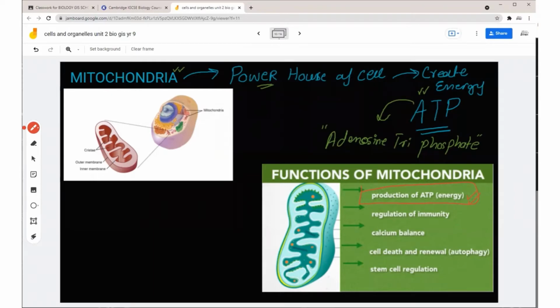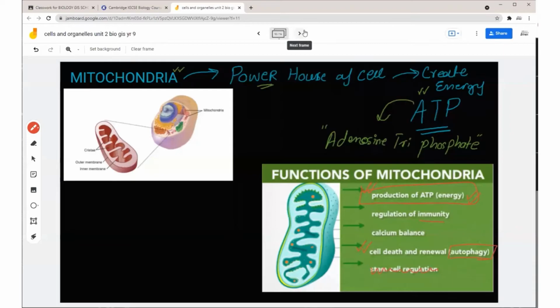So cell death and renewal. This process is called autophagy. If you cannot remember the name, it's fine, we will do it in future. Then calcium balance, balancing calcium inside the cell, and regulation of immunity inside the cell. But the main functions are production of ATP and cell death and renewal. These two things you should remember. Any questions so far? Should I move on? Please show me thumbs up if you all are clear.